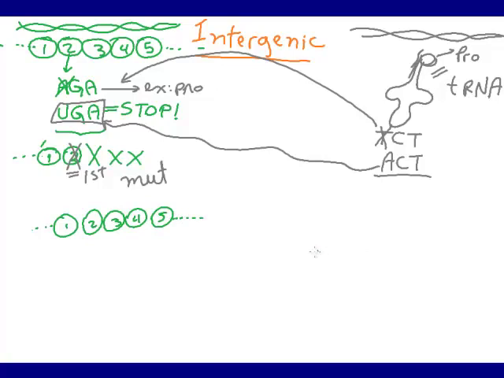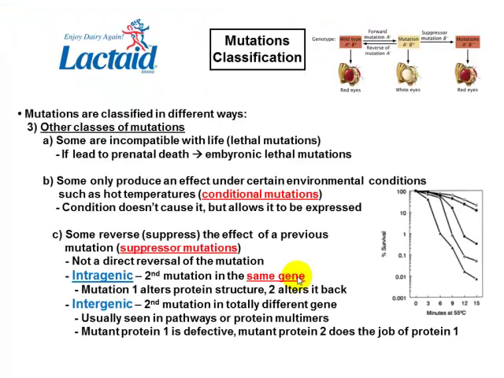Yes? Because now, every time you have a stop codon, you won't stop. Yes, eventually. But this is one cell. Okay, this is an example of what an intergenic mutation can be. So intragenic means in the same gene. Intergenic means in different genes.